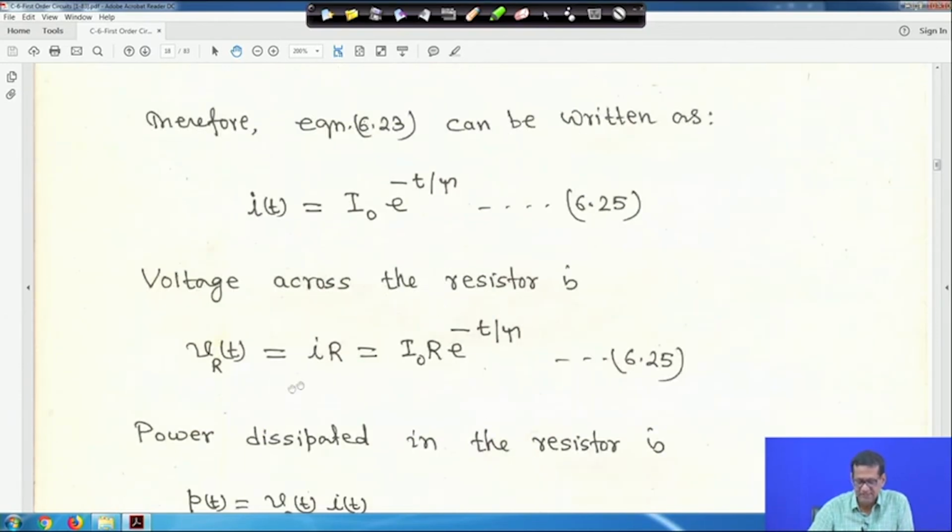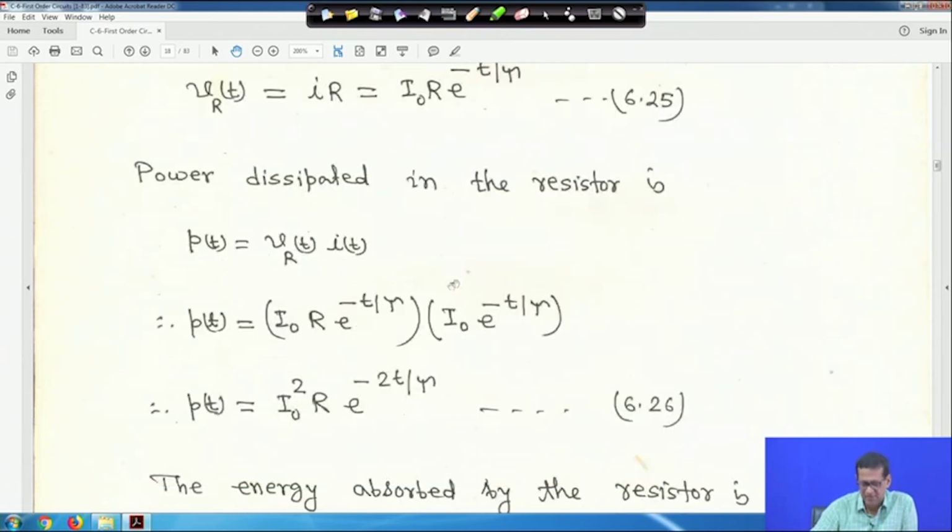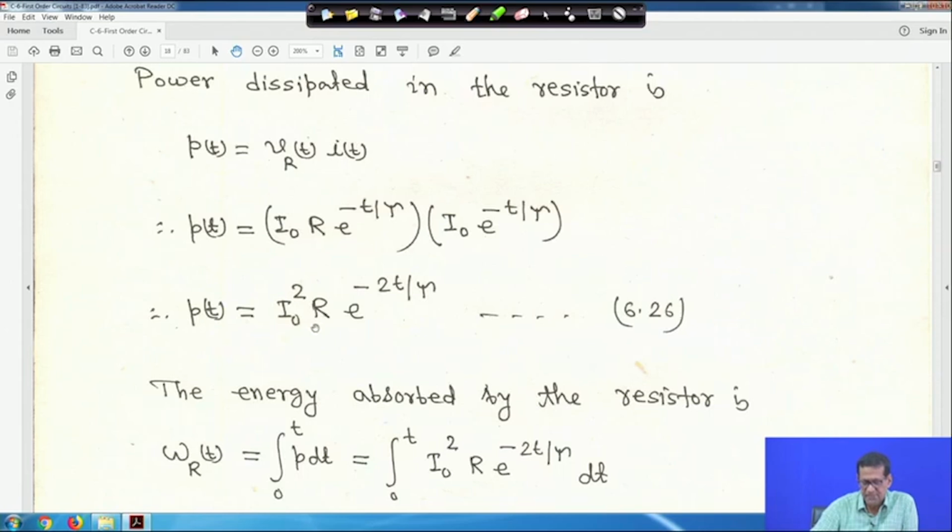The voltage across the resistor is v(t) is equal to i into R. Substituting i here, it will be I0 R e to the power minus t upon tau. This is equation 25. Now, the power dissipated in the resistor at any time t, p(t), is equal to v(t) into i(t). So v(t) is I0 R e to the power minus t by tau, and i(t) is equal to I0 e to the power minus t by tau. Therefore, p(t) is equal to I0 square R e to the power minus 2t upon tau.